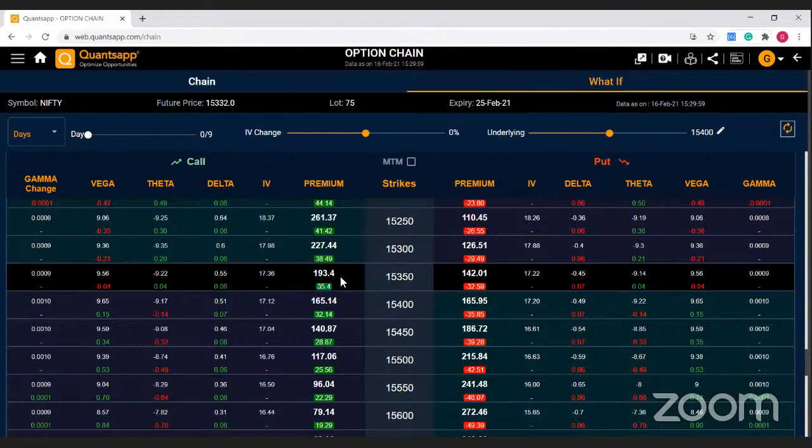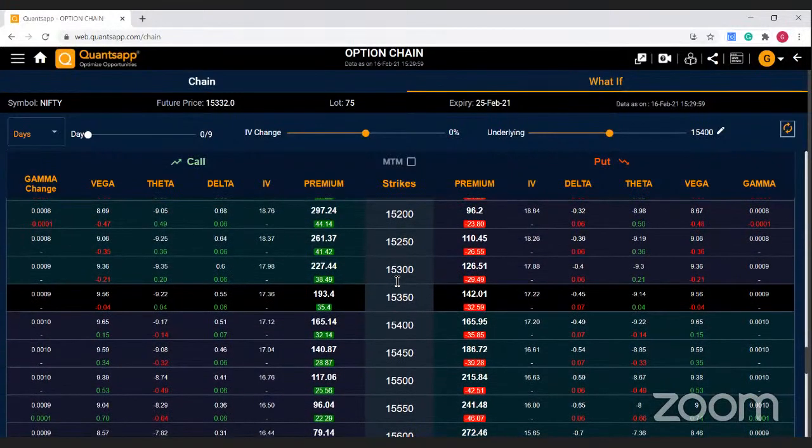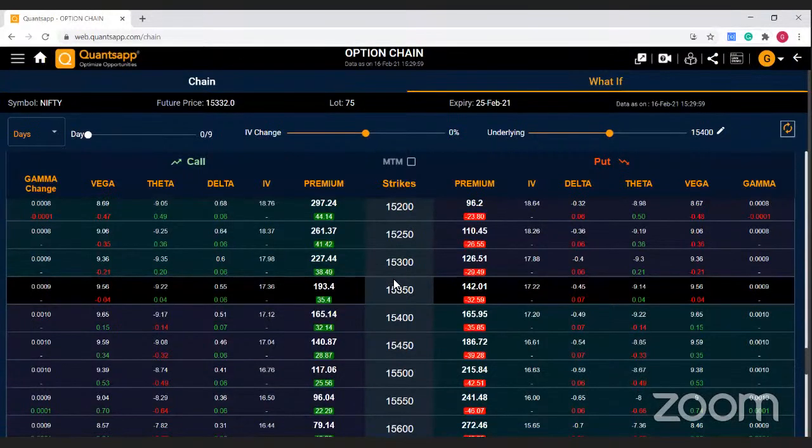Why so? Because delta is telling me that a 1 point movement will give me around 0.55 point movement in my option premium. So this is the basics explained by the delta. As a beginner, if I'm taking a call option, I don't have more information regarding the option Greeks or the complexity of the option. I want to know that if Nifty moves by 100 points or 70 points, then what will be my option value. This is one thing I can analyze here by chain what if.